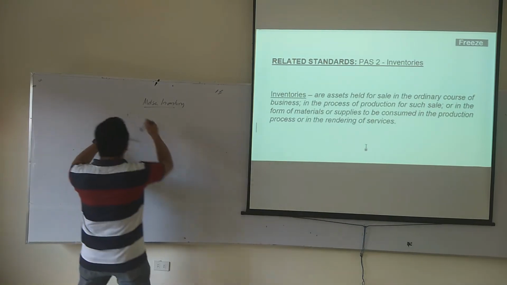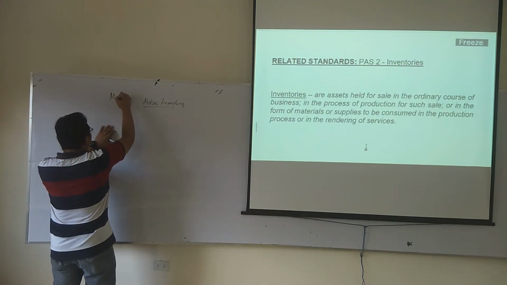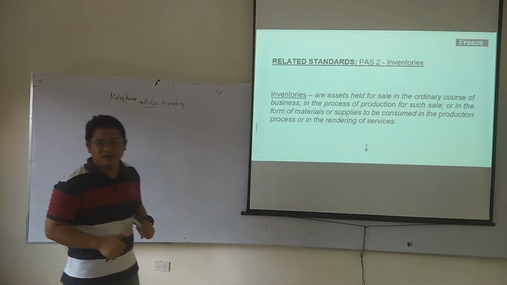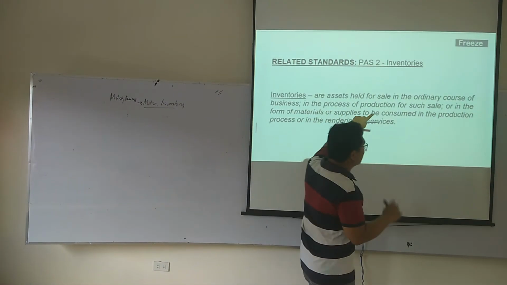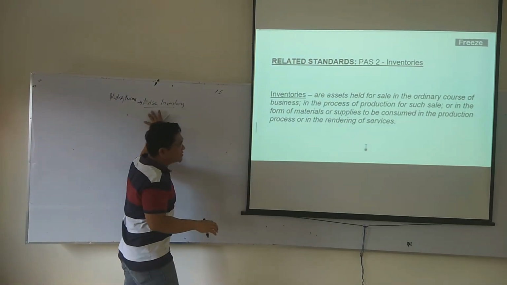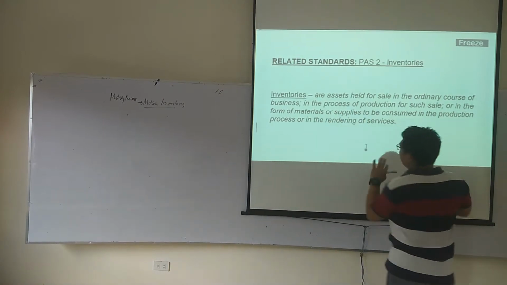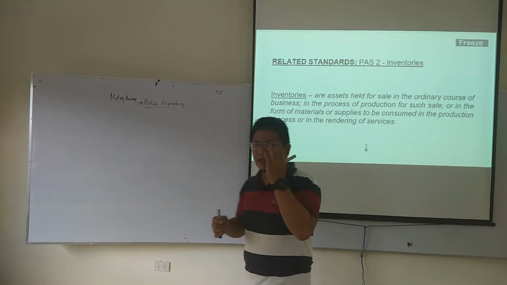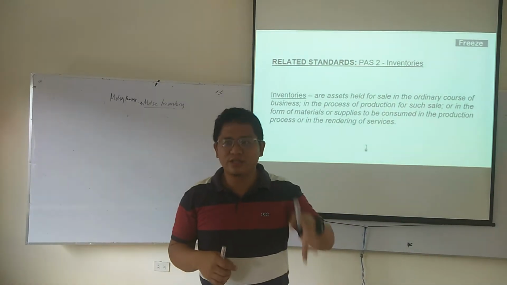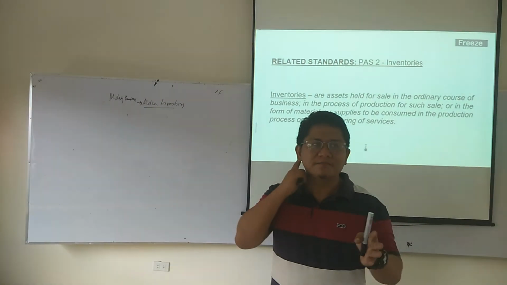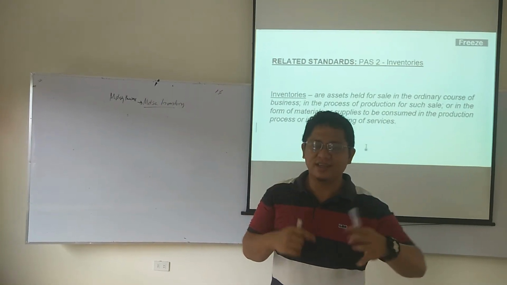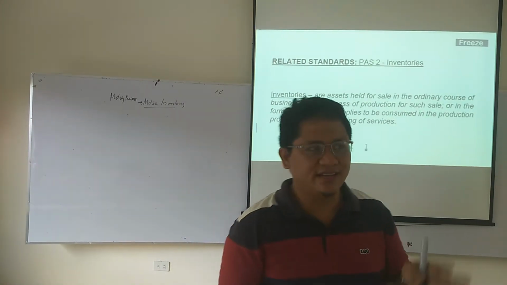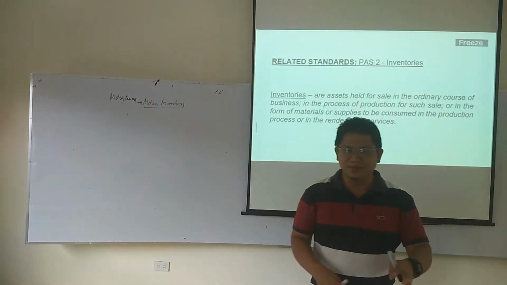For a merchandising business, we call their inventory merchandise inventory. But inventories include not only merchandise inventory, but also assets held for sale in the ordinary course of business. Let's say your business is a shoe shop. Your inventories are shoes. If your company is selling ready-to-wears, your inventories are your RTWs.